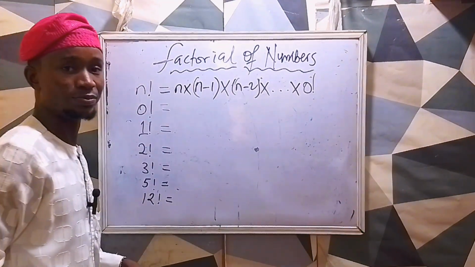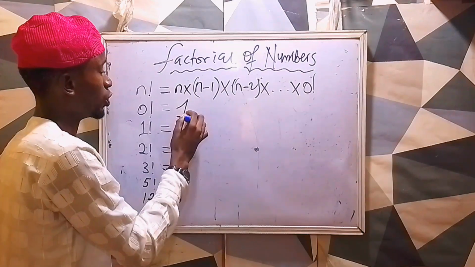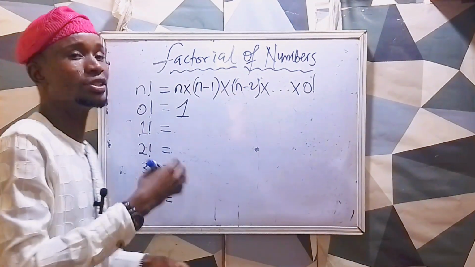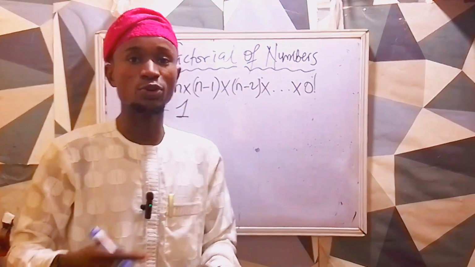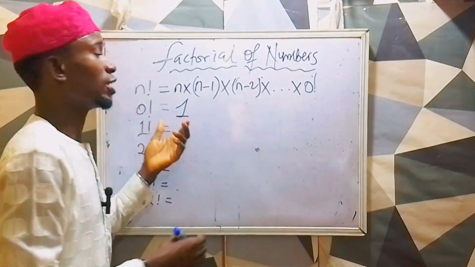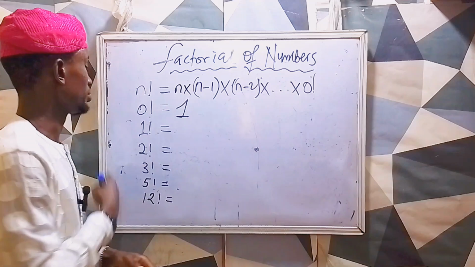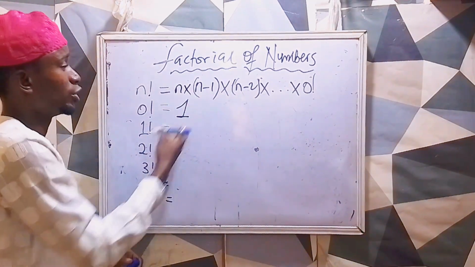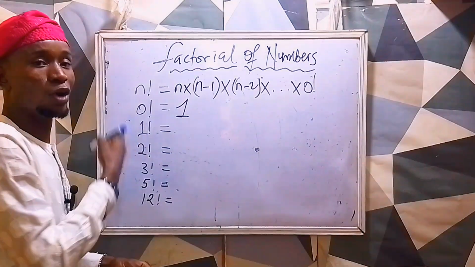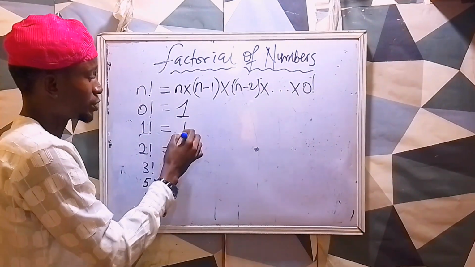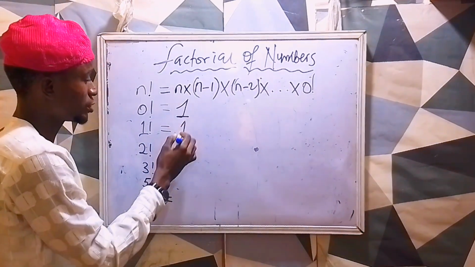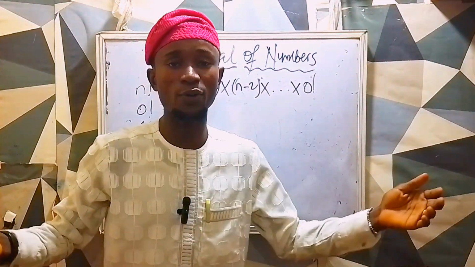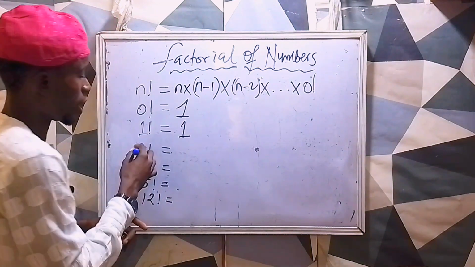Now let's solve for this. We have 0 factorial. 0 factorial is just what? 1, because this n here is a positive number. When you reduce 0 by 1, we are going to get a negative. So 0 factorial is just 1. Now let's check 1 factorial. We can apply this formula. Applying this formula, we have 1 factorial as 1. 1 factorial is also 1. So that means 0 factorial and 1 factorial are what? The same.